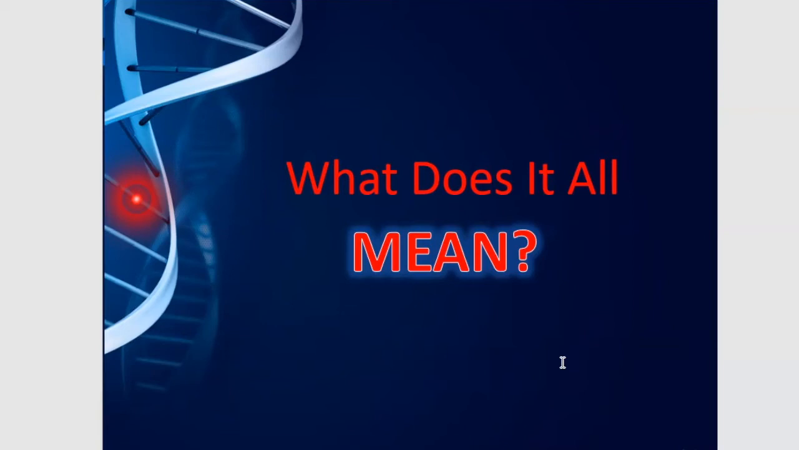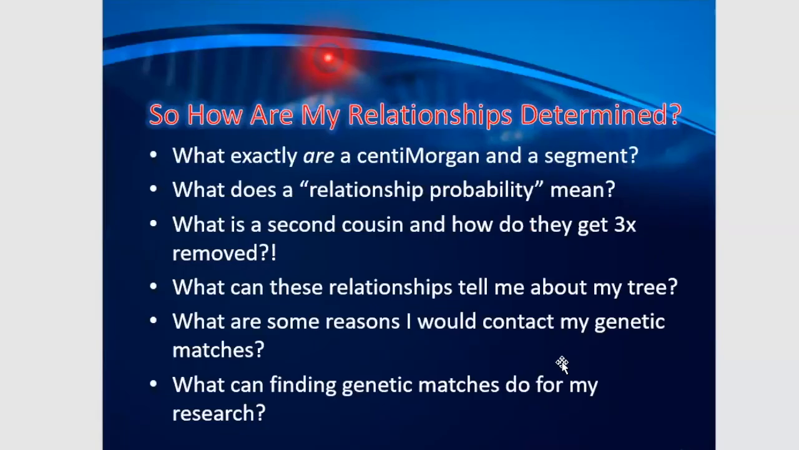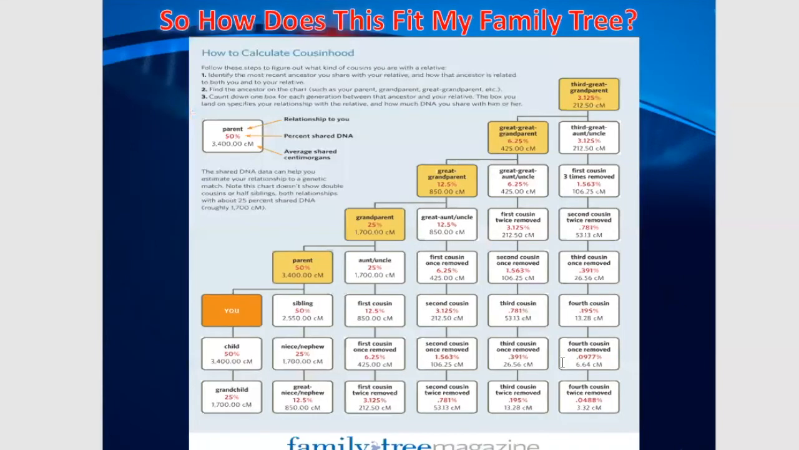Let's understand how these family connections work and what they look like. So what exactly are a centimorgan and a segment? What does a relationship probability mean? What is a second cousin and how do they get 3 times removed? What do these relationships tell me? What are some reasons I would contact my matches? And what can finding these matches do for my research?